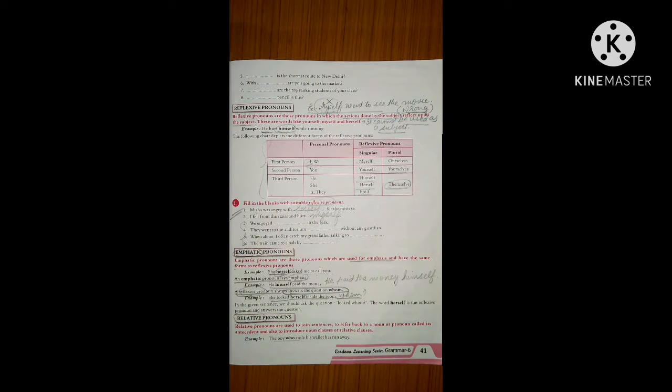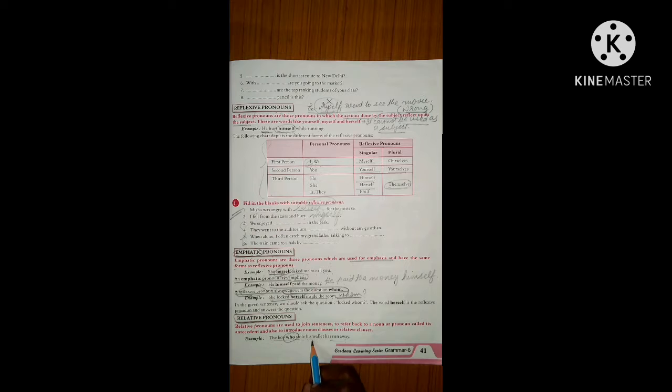Now, children, let us move on to our next pronoun, that is relative pronoun. Relative pronoun is used to relate two events or relate something. How? Let us see with an example. The boy who stole his wallet has run away. Now in this sentence, two events are there. The boy who stole his wallet and ran away. Okay. So now this word who is relating these two events.